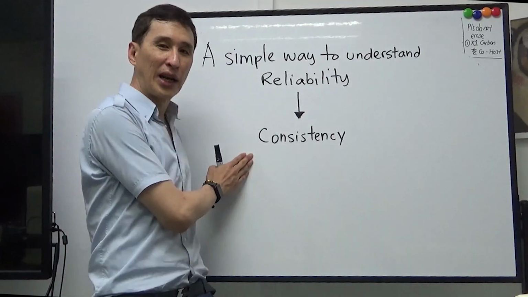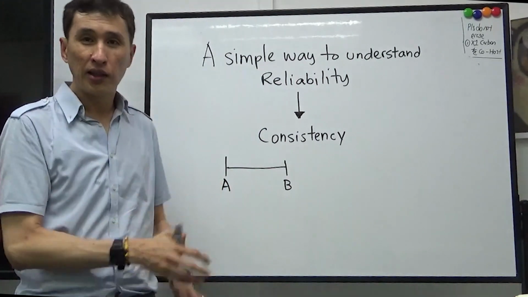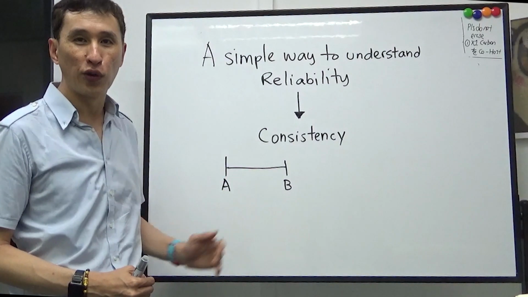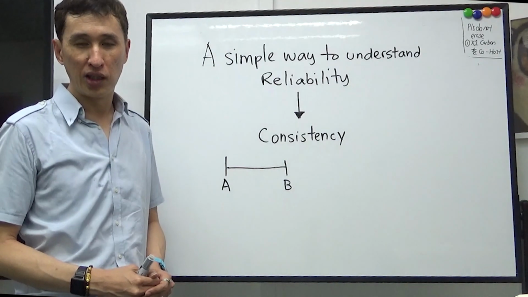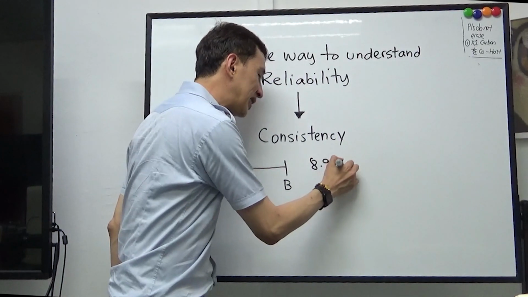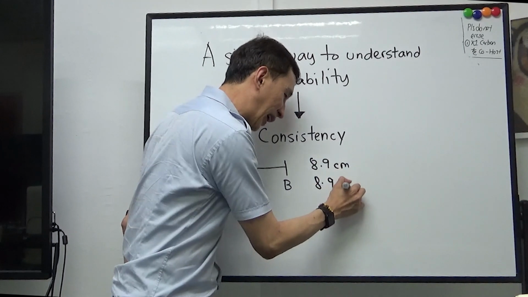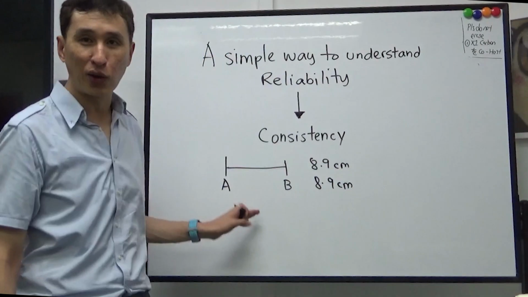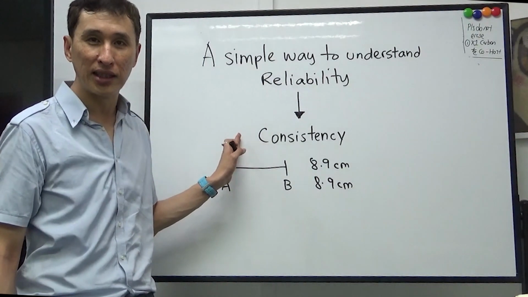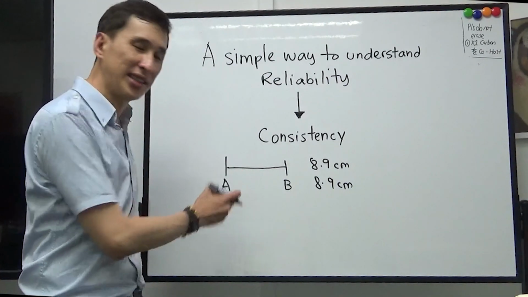One keyword that we can use to understand reliability is consistency. Take for example, if you want to measure the length between point A and point B over here, you can use a ruler. You make a first measurement, presume you get 8.9 cm, and you measure again, and you get 8.9 cm again. Then we say that the results are consistent. If you keep measuring and you keep getting the same results, then there is consistency. The ruler, hence, is a reliable instrument in measuring this length.